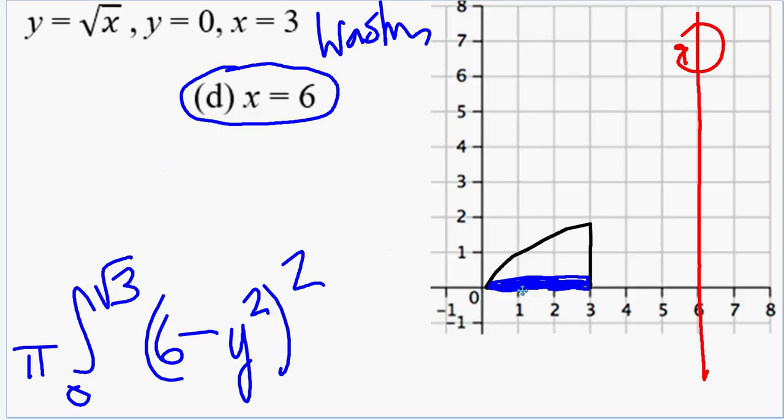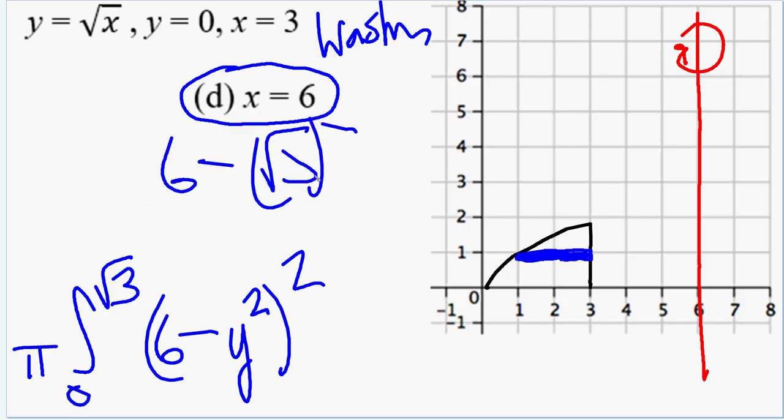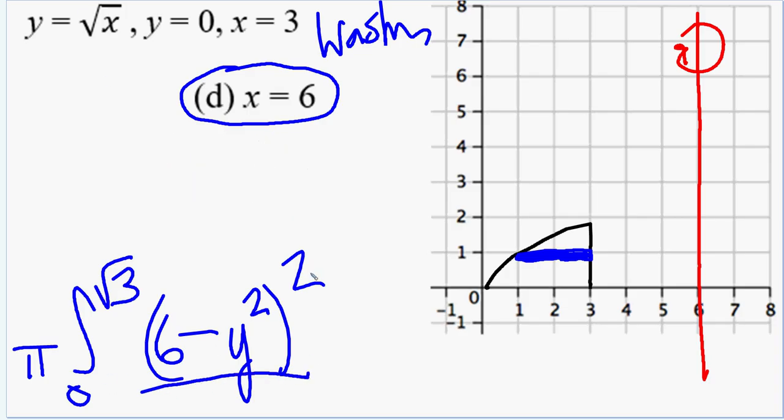If we go up to y is 1, that's right there. So if I make y into a 1, I'm going to have 6 minus 1 squared. 6 minus 1 is 5. We are 5 units away from the axis of rotation. Now let's plug in the extreme root 3. If I do 6 minus root of 3 quantity squared, that's going to be 6 minus 3, and we would be 3 units away from our axis of rotation. So this is our outer radius, quantity squared.